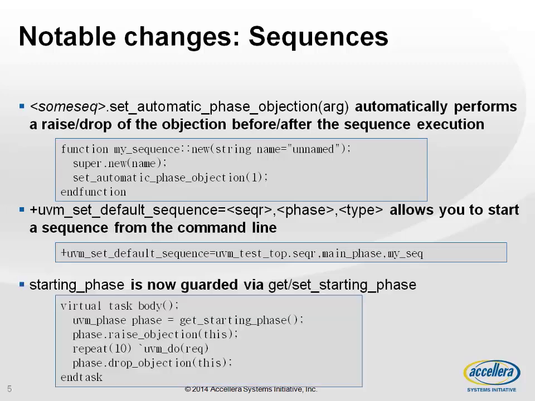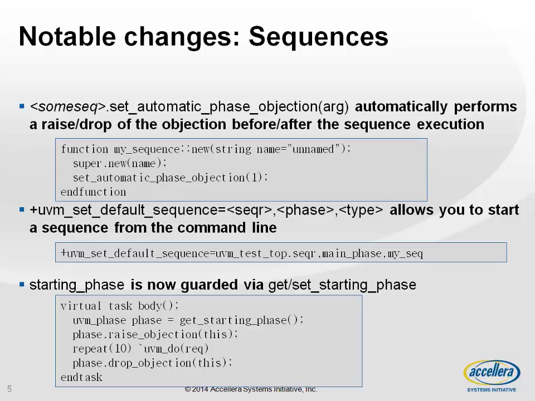And the last thing we saw, also in some slides, is this magic variable called starting phase. In the past it was a kind of magic variable which was sometimes set, sometimes not set. Since it's a variable, it could change over time. And if you're raising and dropping objections on something which you do not know what it is, you could run into very difficult and problematic scenarios.